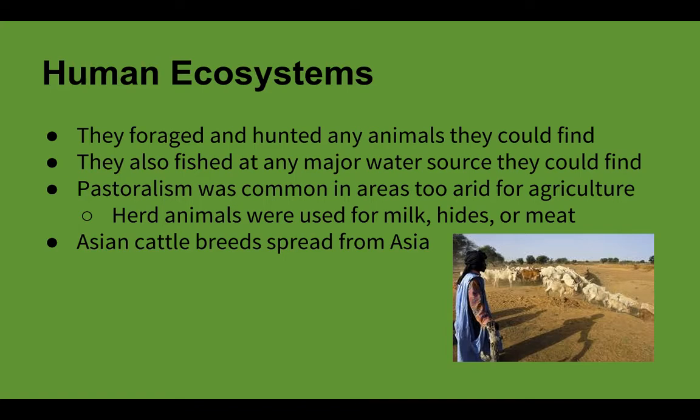Human ecosystems. So we're going to start with pastoralists, who foraged and hunted any animals they could find. People on the coast would also fish at any major water source they could find. And pastoralism was common in areas that were too arid for agriculture, so areas like the deserts or the Sahara. The animals in their herds were used for milk, hides, or meat to sustain their people. And some Asian cattle breeds spread from Asia.